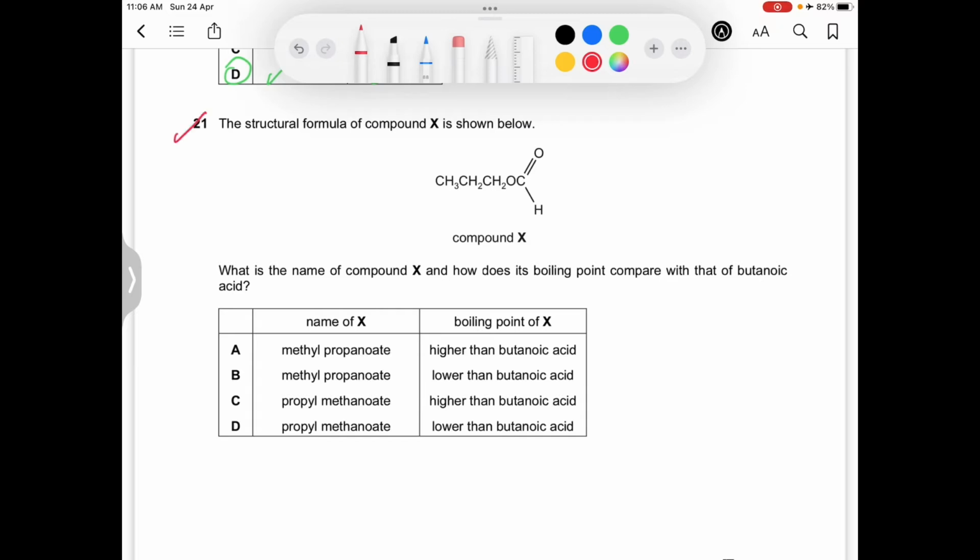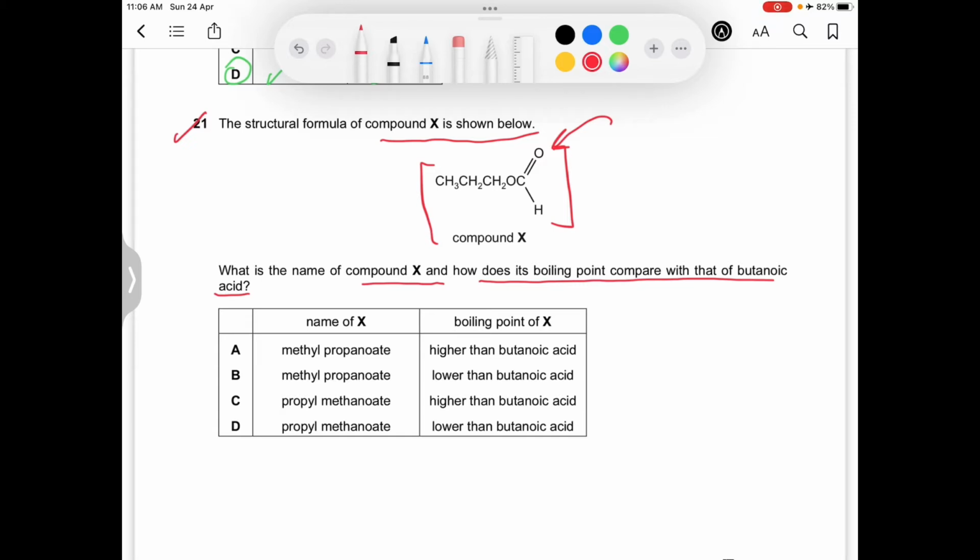Question 21 says, the structural formula of compound X is shown. This is compound X. What is the name of compound X and how does its boiling point compare with butanoic acid? First of all, you have to look at this compound and you just notice that it's an ester.